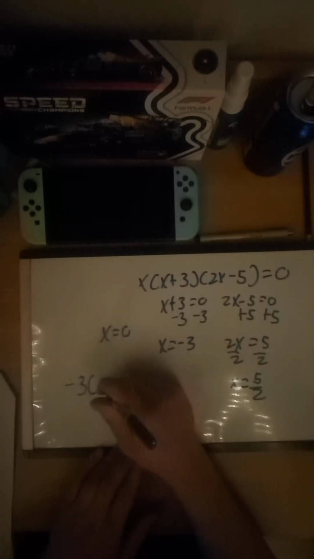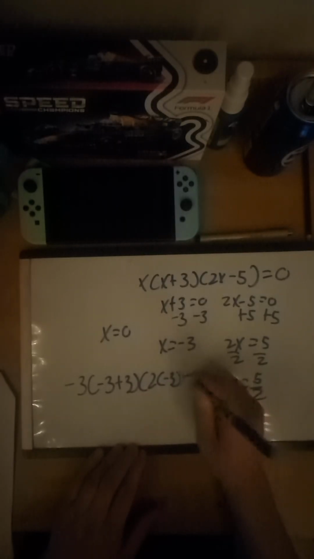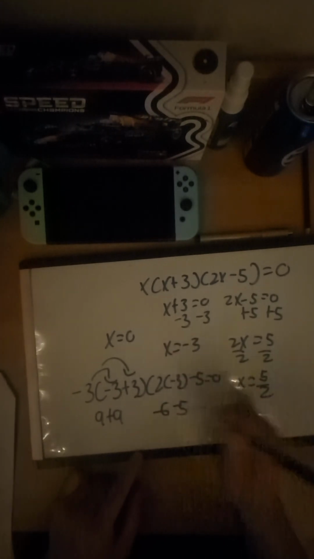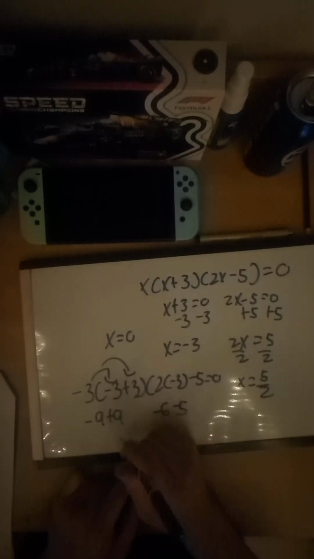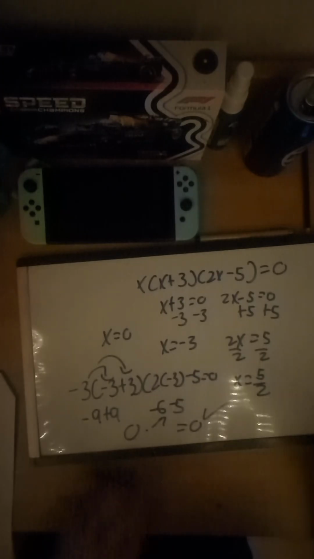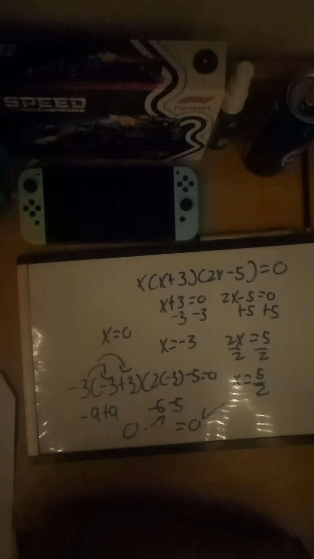So negative 3 times negative 3 plus 3 times 2 times negative 3 minus 5 should equal 0. So let's go ahead and distribute this out. That gives us positive 9 plus 9 times over here, which is negative 6 minus 5. This doesn't really matter as this equals 0. So 0 times whatever this will be will still equal 0. So that is indeed correct. We can follow the same principle with anything else. If you want to do 5 over 2, it would be the same thing. Like I said, as long as the answer you end up with equals 0, your x values are correct.